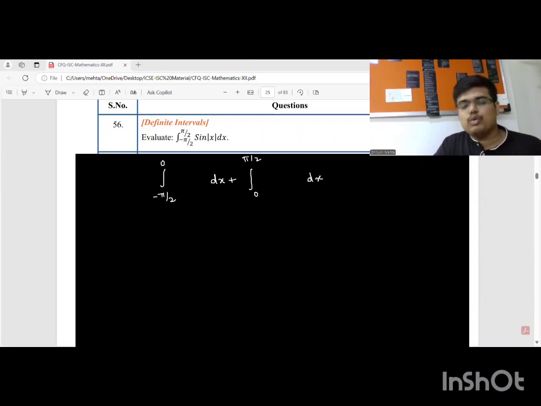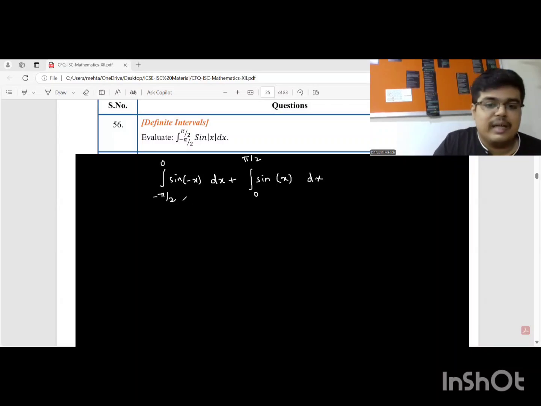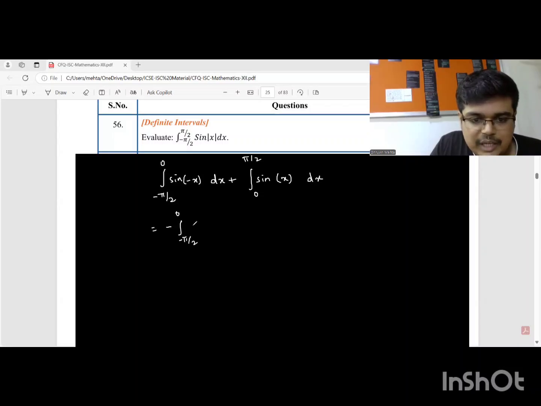Now, when we take minus pi by 2 to 0, students, we are talking about all the negative values of x, the fourth quadrant. So the sin mod x will become sin of minus x because these are negative values. From 0 to pi by 2, it's the first quadrant, sin is positive. So therefore, mod is positive and this is sin of x. So students, this is going to be minus pi by 2 to 0 of sin x plus 0 to pi by 2 of sin x.